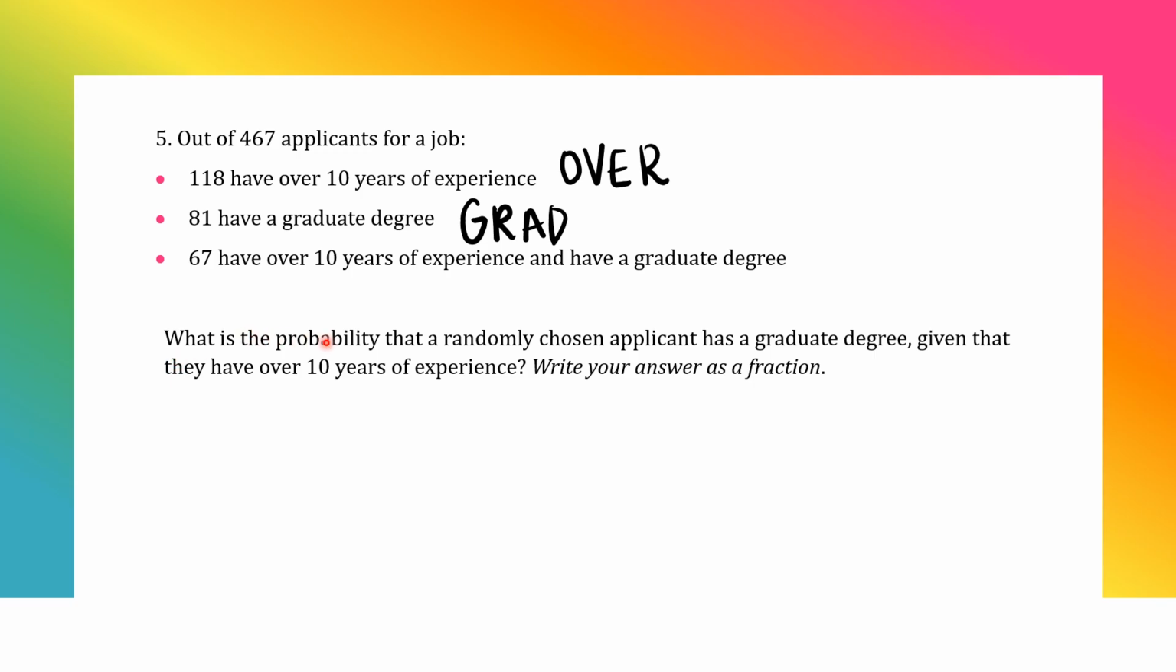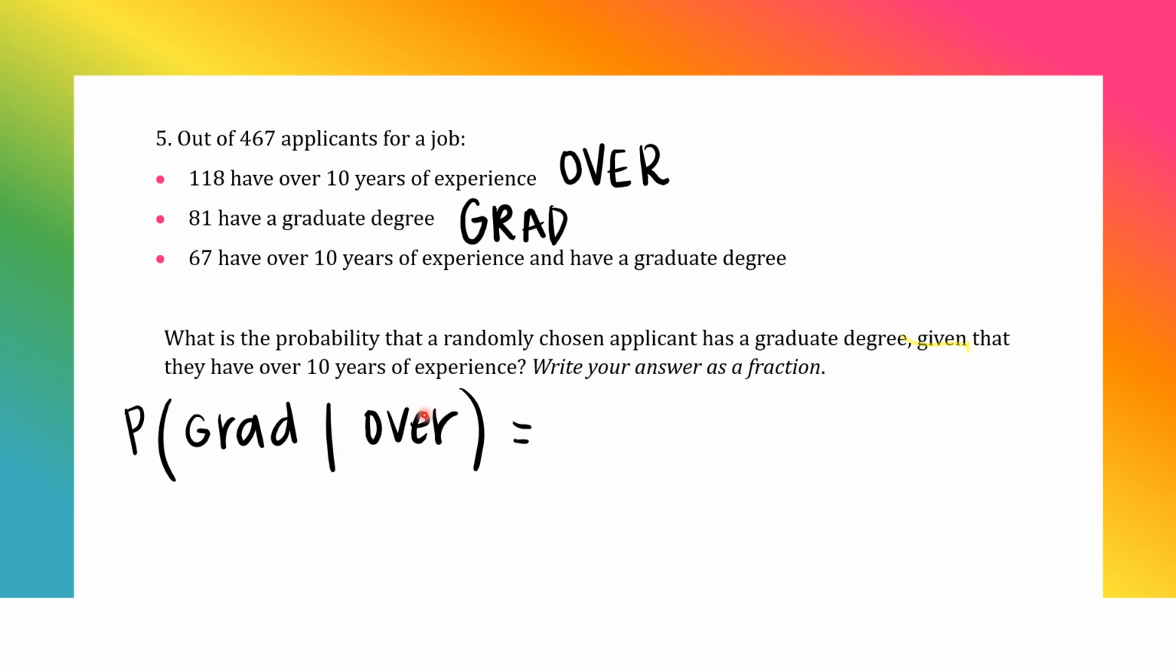The question is, what is the probability that a randomly chosen applicant has a graduate degree given that they have over 10 years of experience? So let's write that out in our little abbreviations. Graduate degree given over 10 years experience. So graduate degree, long straight line, over 10 years experience. The word given again is represented with that long straight line.